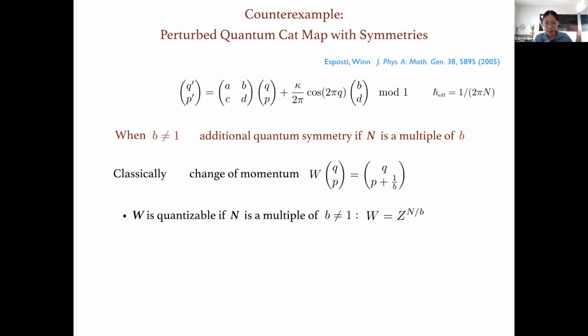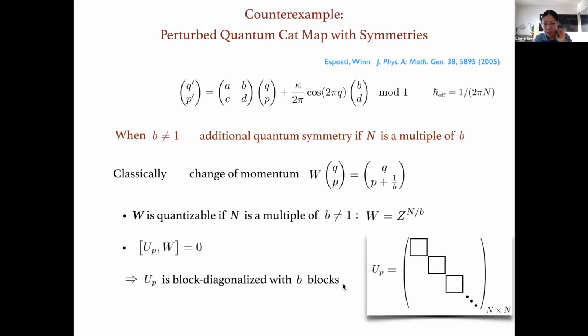But now let's forget about mathematics and go back to the physics discussion. So what does the quantum symmetry look like? What is this W after you quantize it? Well, it's basically this guy, where Z is the clock operator. Z is diagonal, so W is also diagonal. And because W and U, my time evolution operator, commute, my time evolution operator can now be block diagonalized due to the existence of the symmetry. And the block diagonalized structure is like this.